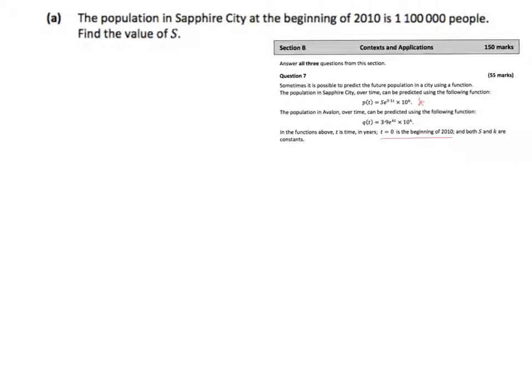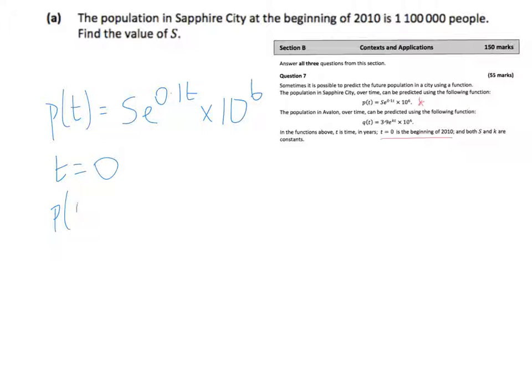And so, as always, when I begin a question, I will write down the pieces of information that I'm going to need for that question. So the first part is P of t is equal to S e to the power of 0.1t by 10 to the power of 6. As we said, t is equal to 0, and then the other part is that P of 0 is equal to 1,100,000 people.